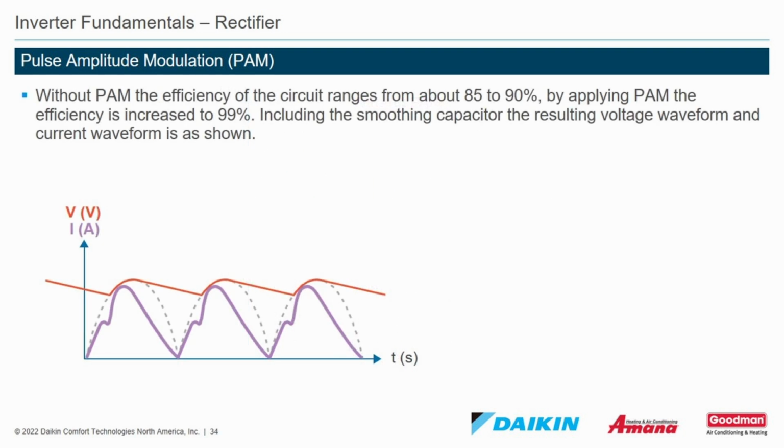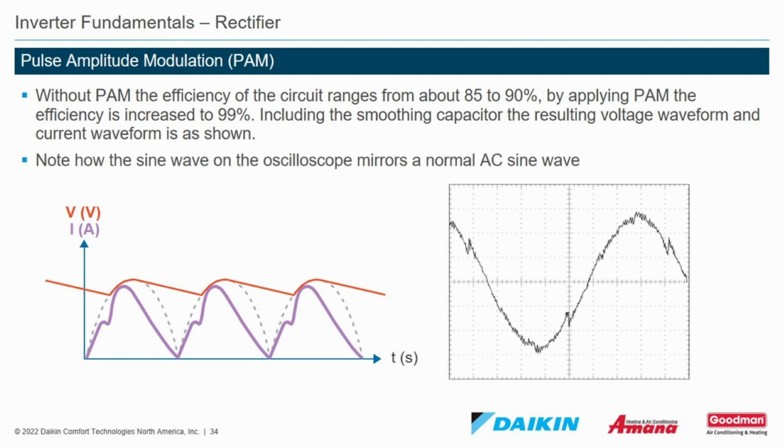Without pulse amplitude modulation, the efficiency of the circuit ranges from about 85 to 90%. By applying pulse amplitude modulation, the efficiency is increased to 99%. Including the smoothing capacitor, the resulting voltage waveform and current waveform is as shown. Notice how the sine wave on the oscilloscope mirrors a normal AC sine wave.